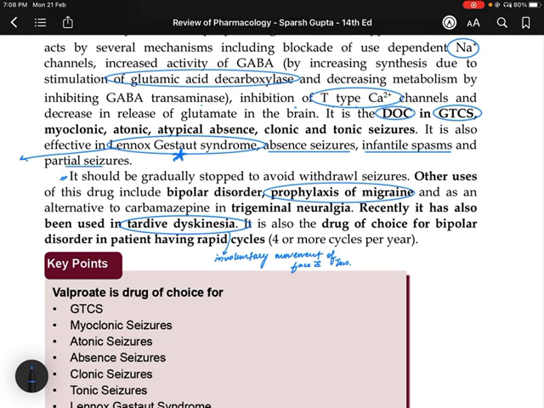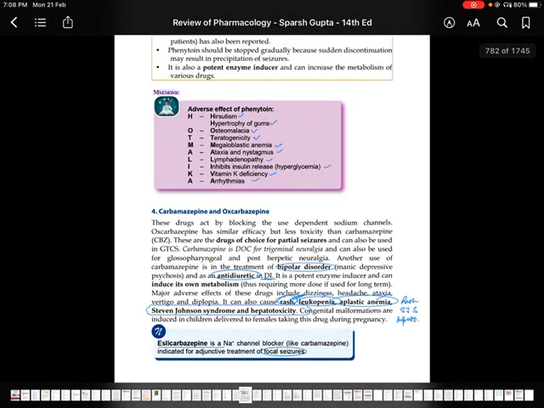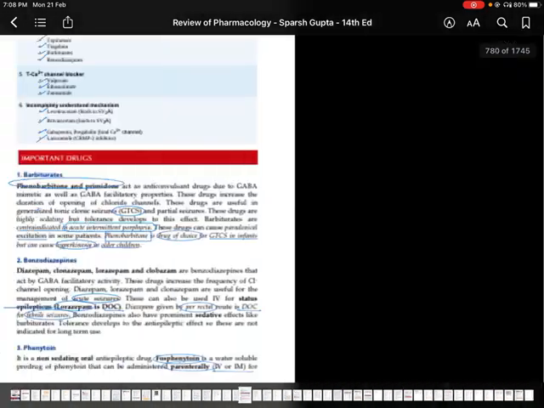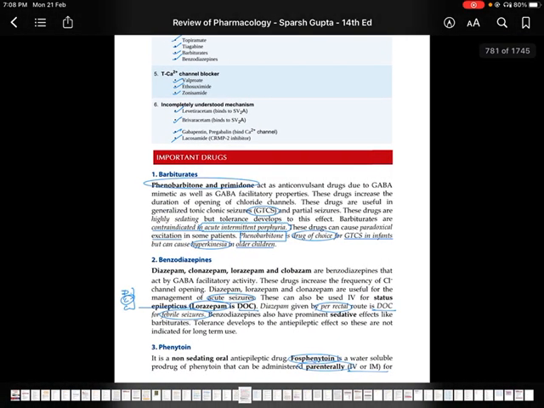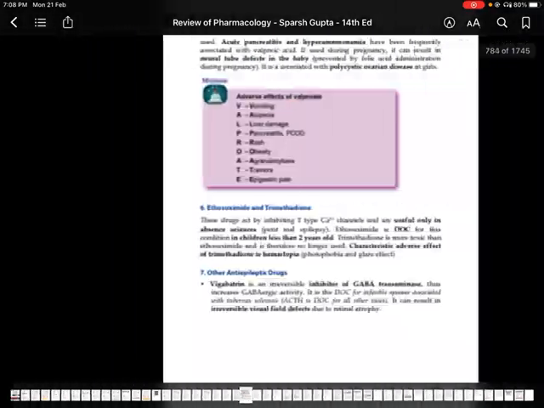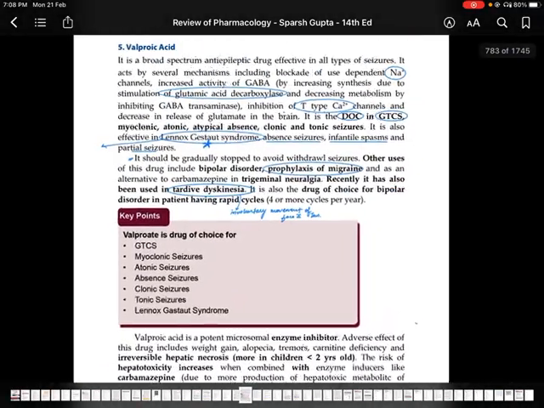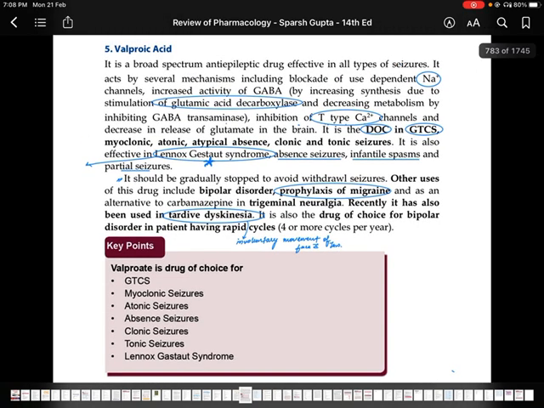In fact, every kind of seizure, and it is also effective in Lennox-Gastaut syndrome, absence seizure, infantile spasm, and partial seizure as well. And we had done what was required in the febrile seizure. In febrile seizures, benzodiazepines are used, and with valproic acid, it should be gradually stopped to avoid withdrawal seizures.